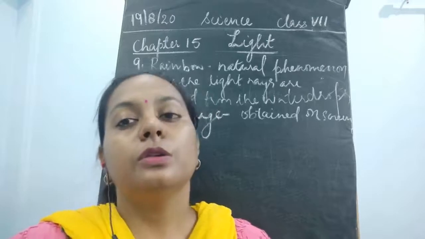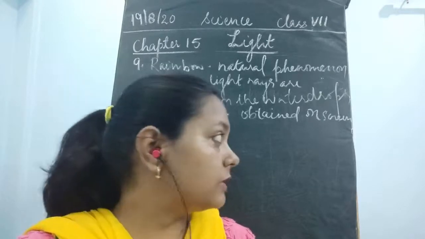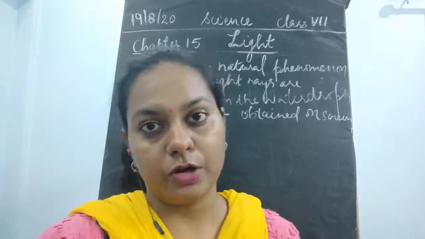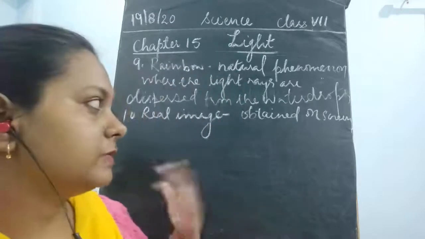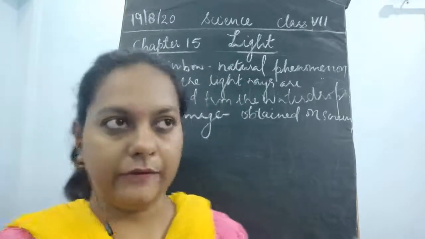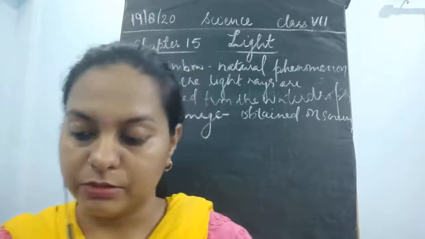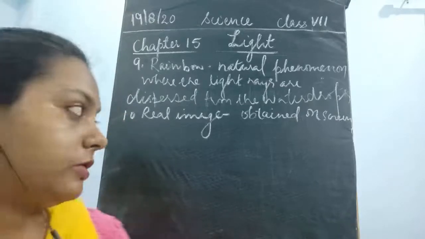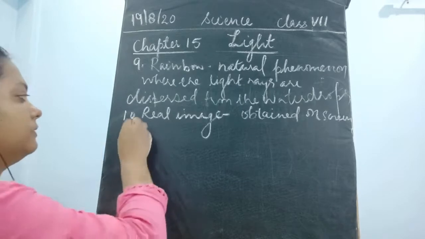So what do you mean by the real image? Real image is the image which is being obtained on the screen. It is not going to move away whether the object is present or not. If the image is moving away, it is not obtained on the screen, and if it is being obtained on the screen, it is said to be the real image. Okay children, so this is about the real image, which is also formed by the different types of mirrors.